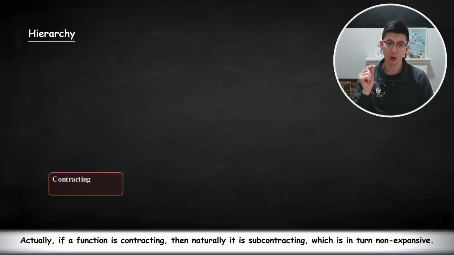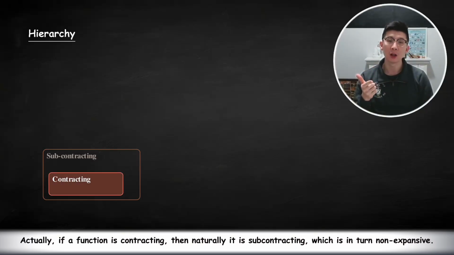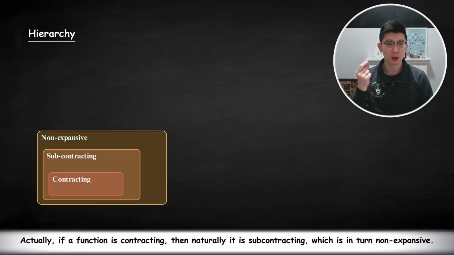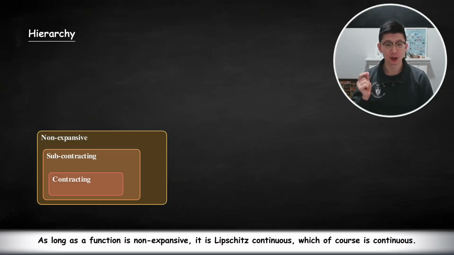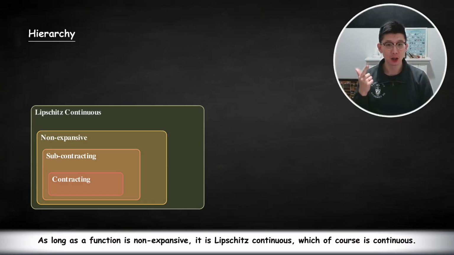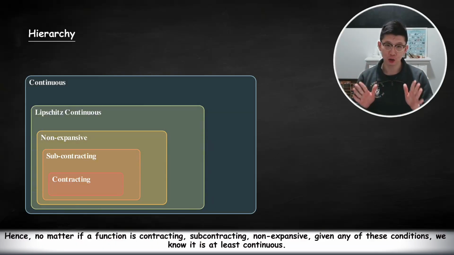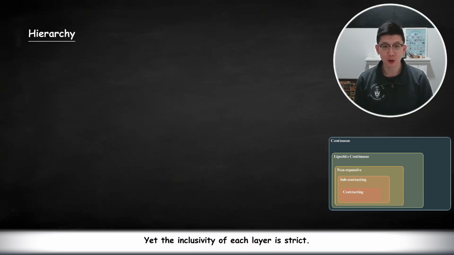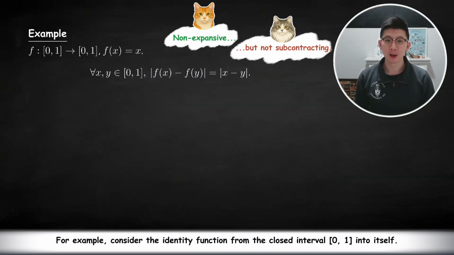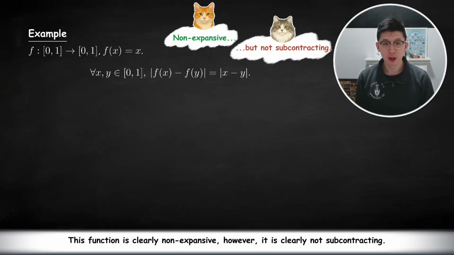The hierarchy of these concepts is easy to see. Actually, if a function is contracting, then naturally it is subcontracting, which is in turn non-expansive. As long as a function is non-expansive, it is Lipschitz continuous, which of course is continuous. Hence, no matter if a function is contracting, subcontracting, non-expansive, given any of these conditions, we know it is at least continuous. Yet the inclusivity of each layer is strict. For example, consider the identity function from the closed interval 0,1 into itself. This function is clearly non-expansive, however, it is clearly not subcontracting.